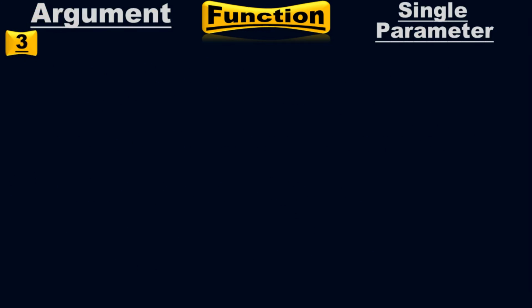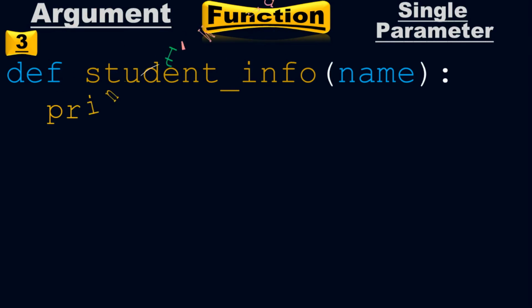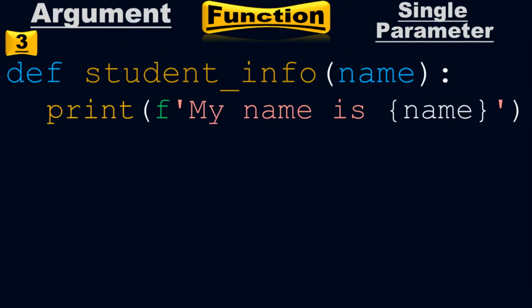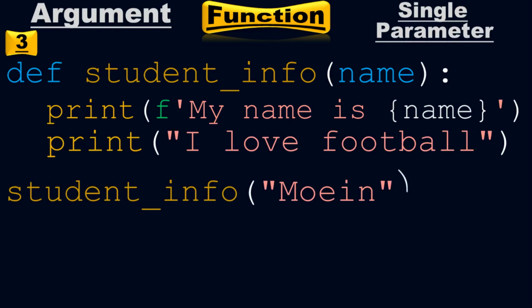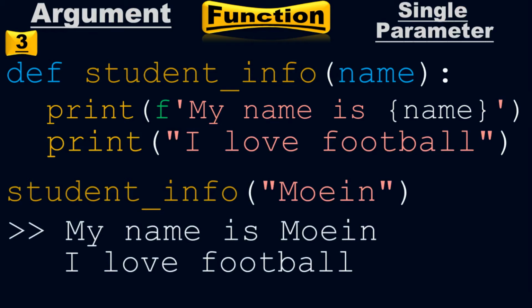Let me take the same example again, but this time I'm going to use a formatted string. Print of f, my name is, with the name inside the curly brackets. And then print of I love football. Student info of Moein. When you run it, you will get exactly the same output. There is no difference in the output. This f stands for formatted, so it is a formatted string.